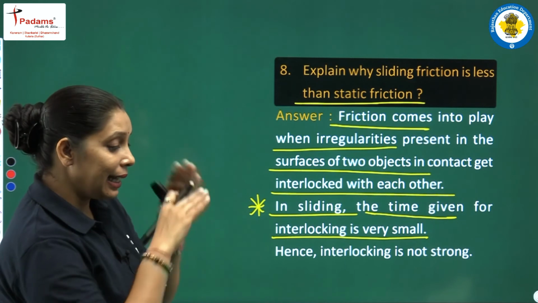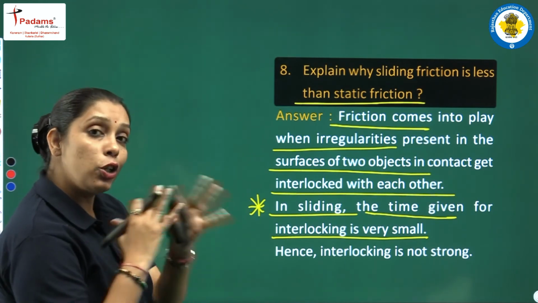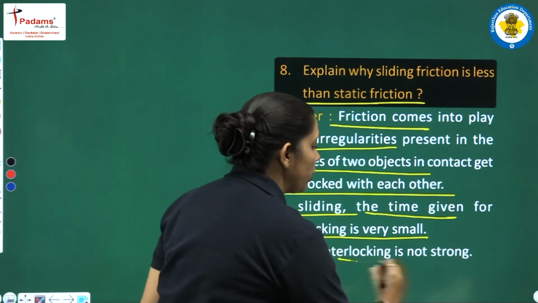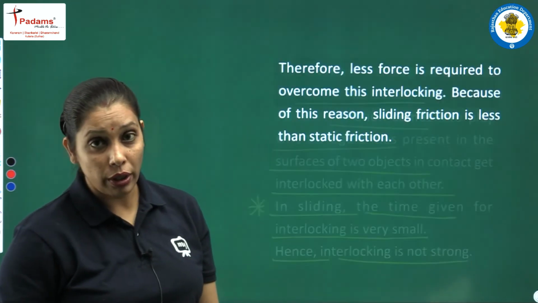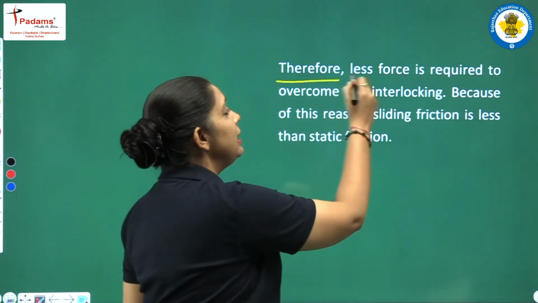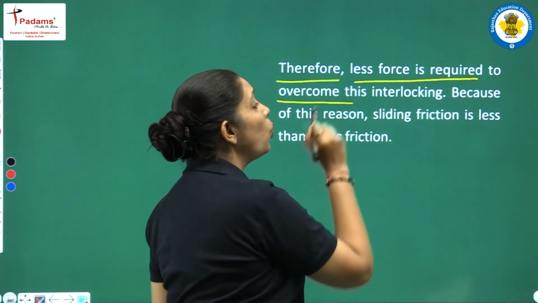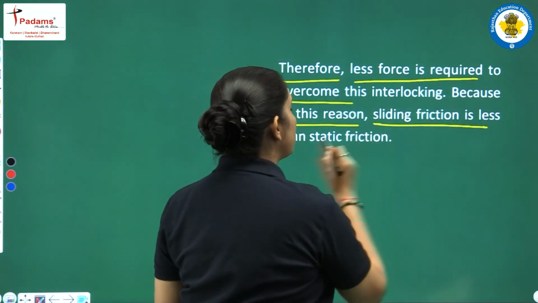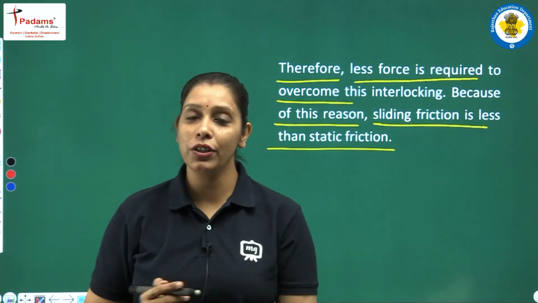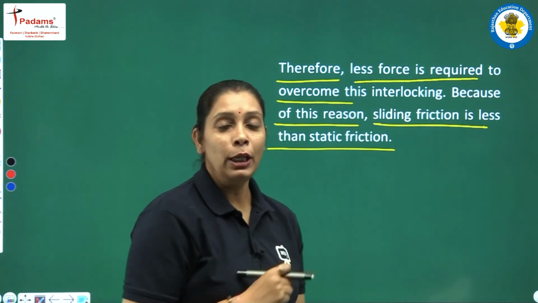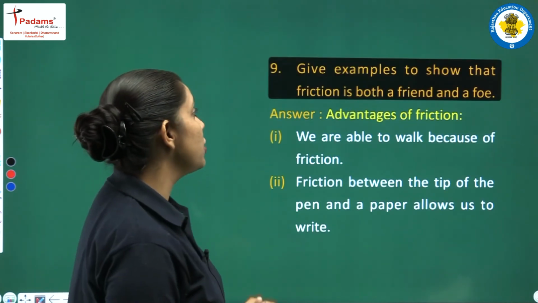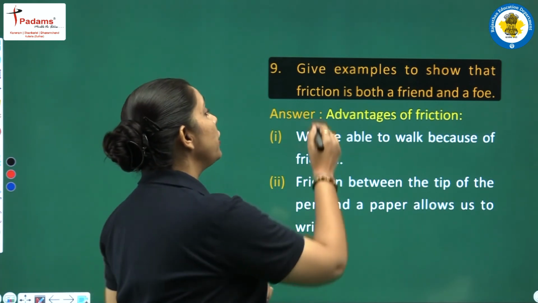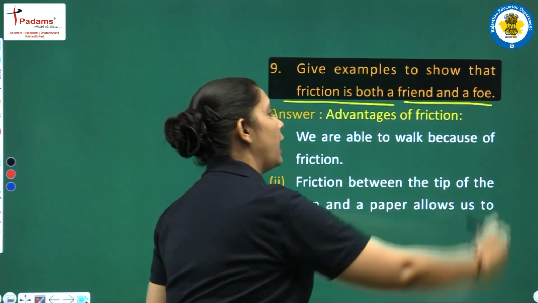जब भी कोई ऑब्जेक्ट स्लाइडिंग कंडीशन में है तो उनके इंटरलॉकिंग का जो समय है वो क्या होता है, कम होता है. Hence, interlocking is not so strong, okay. Therefore, less force is required to overcome this interlocking. Because of this reason, sliding friction is less than static friction. Is that clear, everybody? Move to the next question class, and next question, give examples to show that friction is both a friend and a foe.